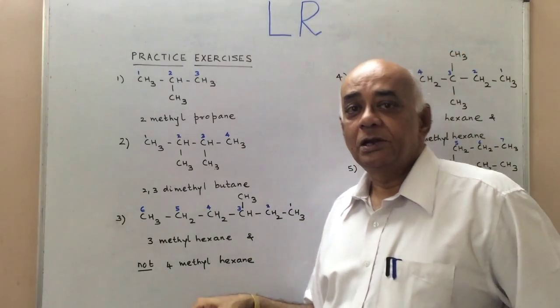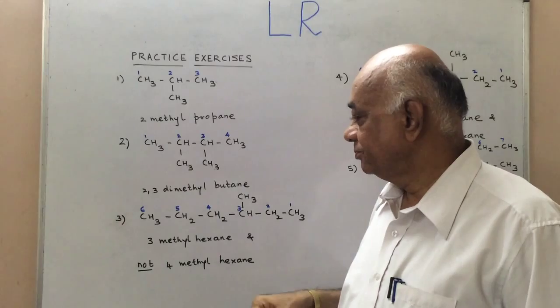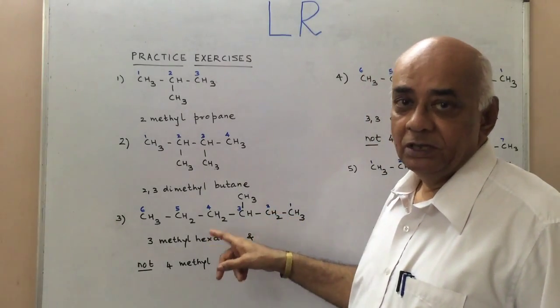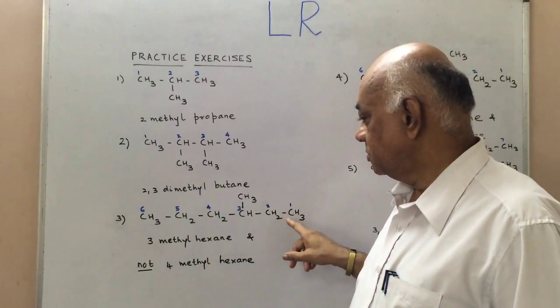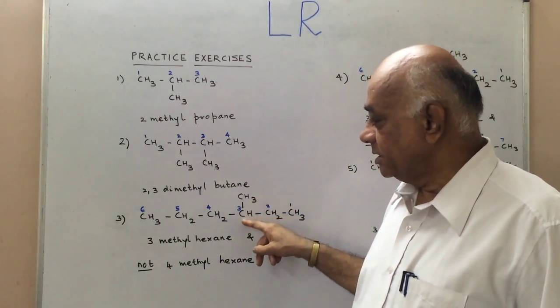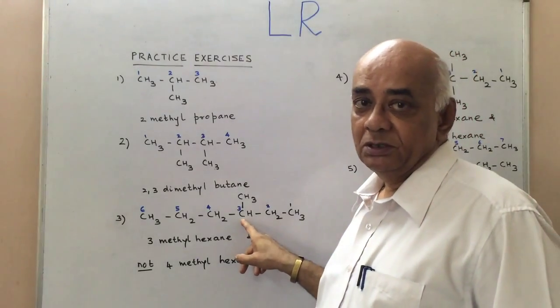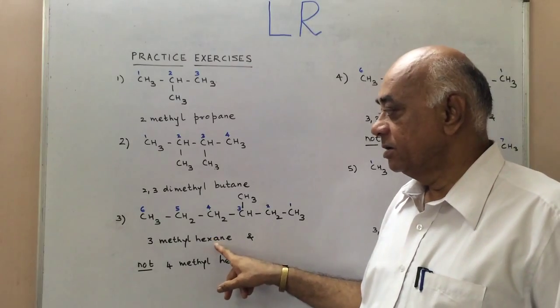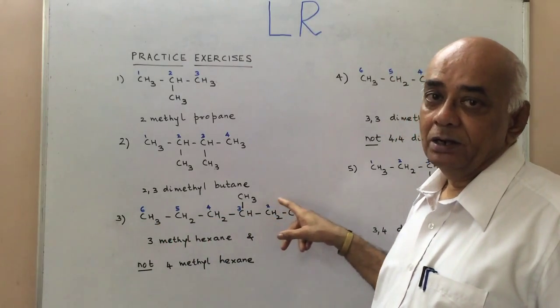Third structure, slightly different from the above two. If we number it the way we have numbered it, which has been done after inspection, from right to left, then the methyl is attached to the third carbon atom in the skeleton, and this would therefore be 3-methyl hexane, since there are 6 carbon atoms in the skeleton.